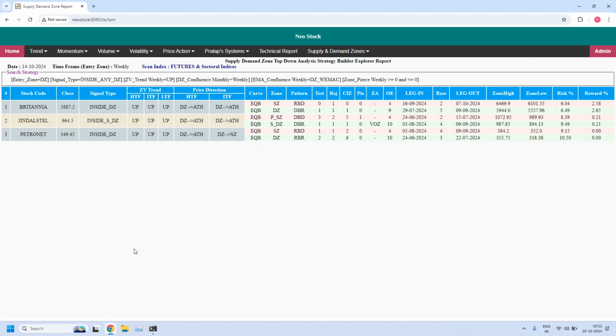Now we got only 3 stocks. Currently prices are closed inside the weekly demand zone. The weekly demand zone has confluence with the monthly demand zone, and the weekly trend is up. The monthly trend is also up in all 3 stocks. They are very bullish. And moreover, weekly zones have weekly EMA confluence. Hope you got the clarity now.